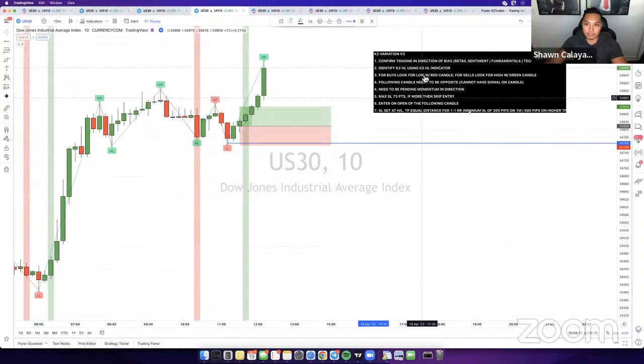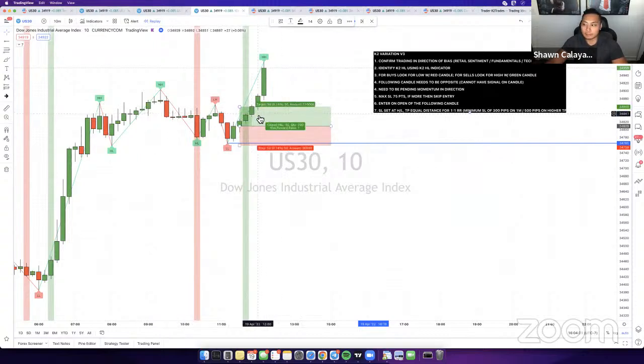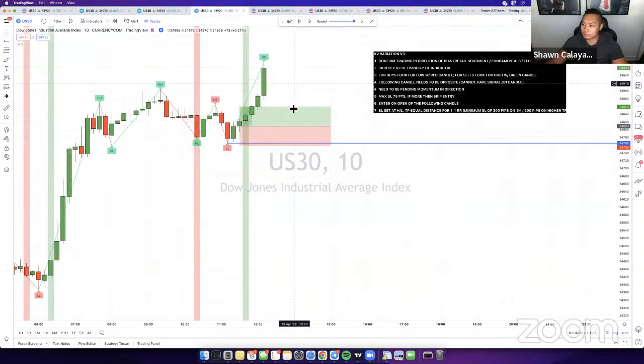So this is always going to be key, guys, the bias, right? You can see, for example, here, if you didn't look at the bias and you took the sell, you would have lost the trade. But if you would have looked for the bias and waited for a buy here, this would have pushed in your direction. You would have won the trade. So this is pretty much it for the variation strategy, Stanley.